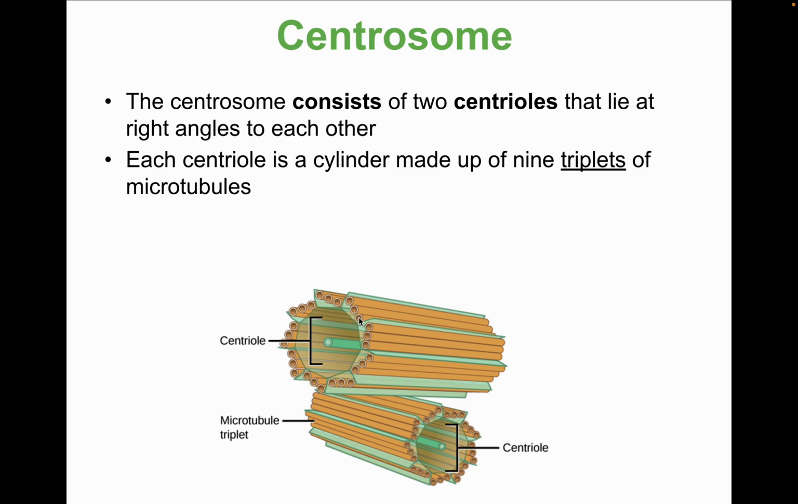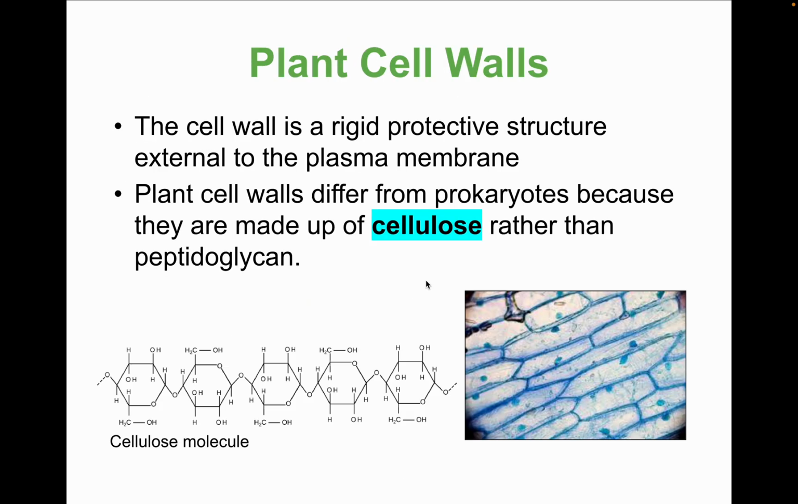So centrioles are especially important when an animal cell is dividing because the centrioles actually assemble. They send out some microtubules, and the microtubules help drag the cell into two. We'll be talking more about centrosomes and cell division in the upcoming lessons.